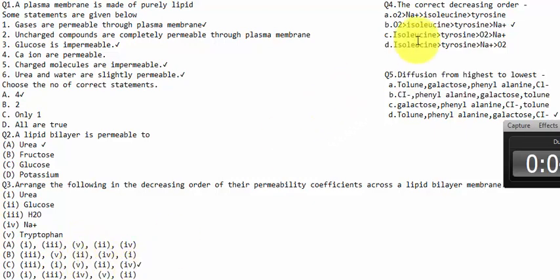The next one is the correct decreasing order. In this case, oxygen is permeable. We have already discussed the gases like oxygen, carbon dioxide are permeable. Na plus, that is the ion, is impermeable. It is very less permeable. So the option is B. The next question is diffusion from highest to lowest. Here also the chloride ion is present, that is impermeable, and toluene, which contains a methyl group, is permeable, and galactose, it's a sugar, so it needs a carrier protein or channel. The correct option is D.